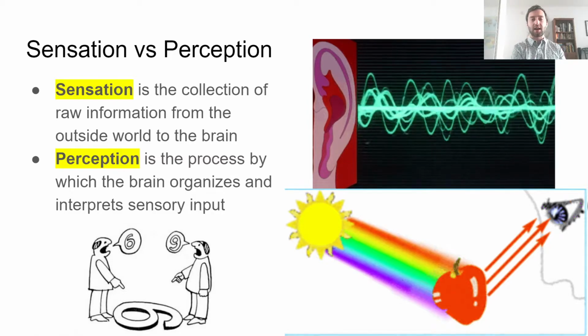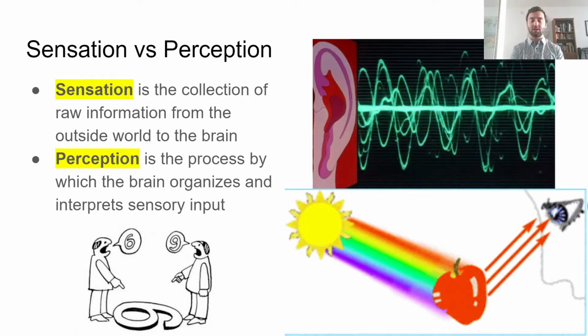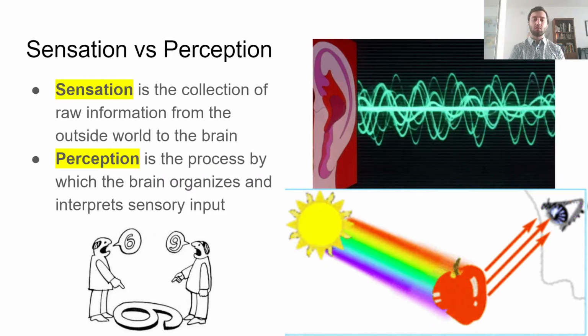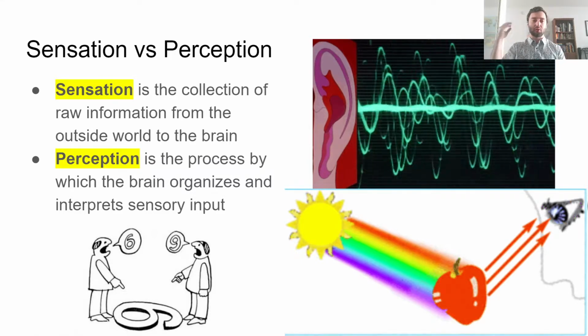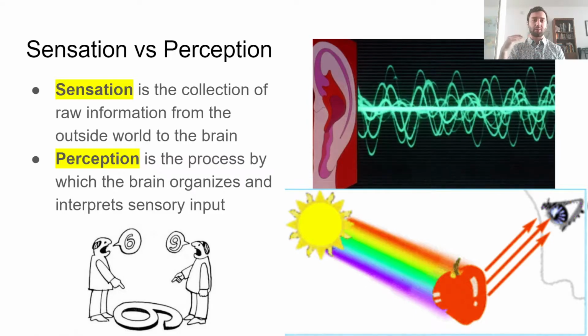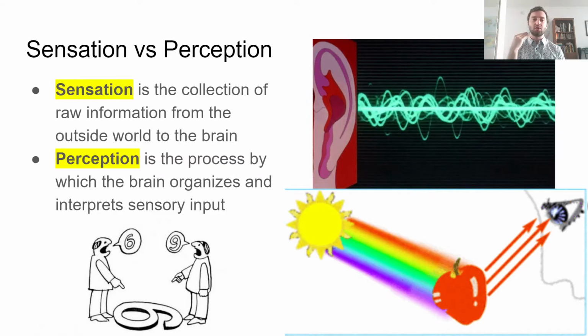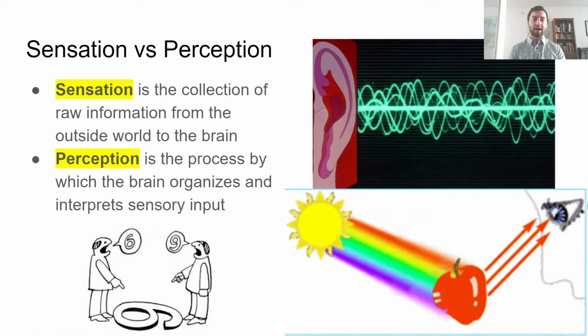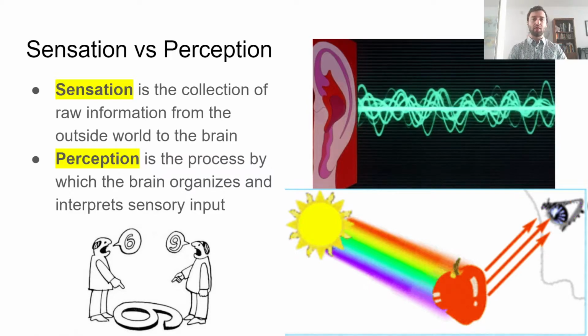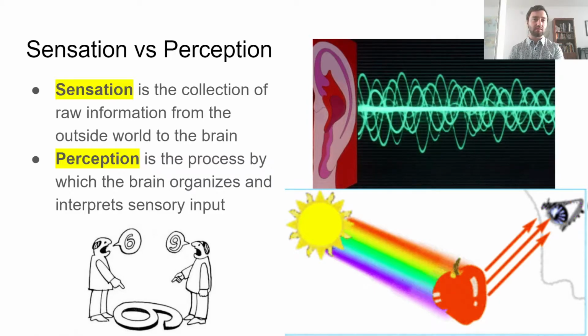The perception side is what happens once that information gets to the brain. So we've got that sound wave that came in. It worked with our eardrum. We're going to talk about that process a little bit later. It gets turned into a neural impulse. That impulse gets to the brain. The brain now has to interpret what that sound wave means.